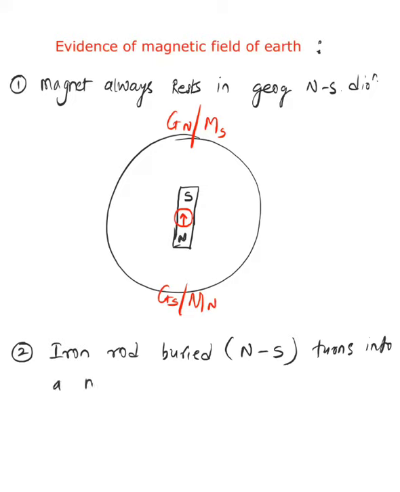So this is again another property: if you keep an iron, any material, in this particular direction, then it will also acquire magnetic properties.